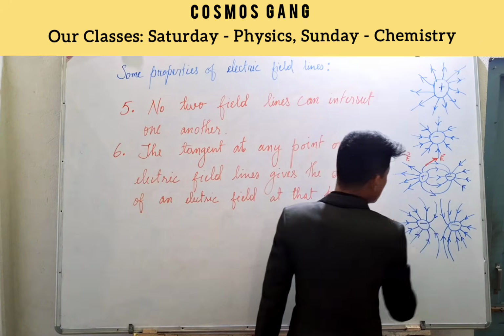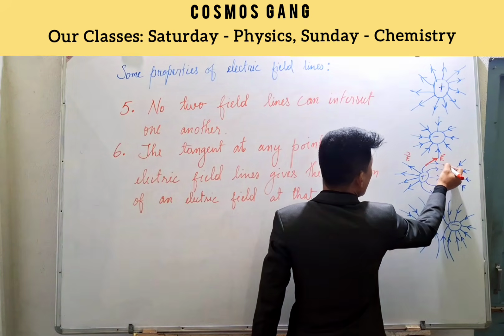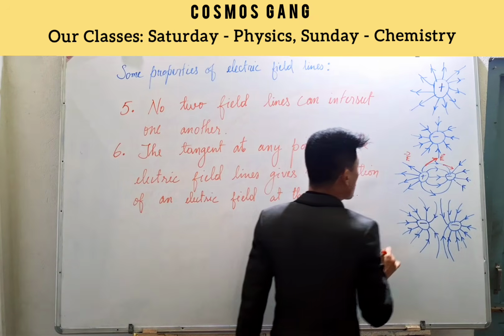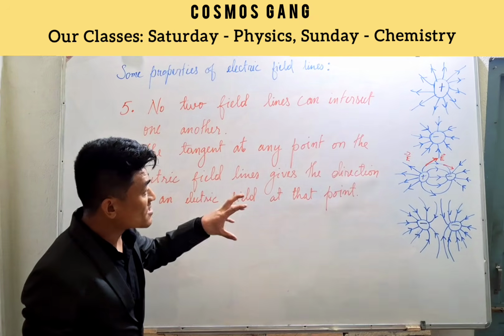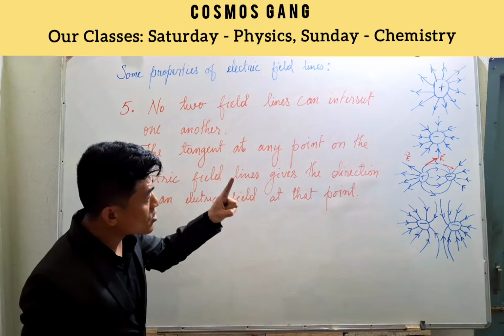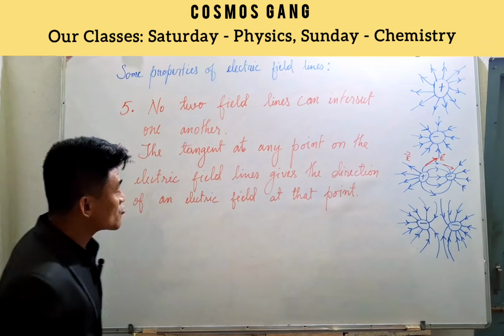So on a curved line, at any point, I'll have only one tangent drawn to it. So at any point on an electric field line, we will have only one direction of electric field.